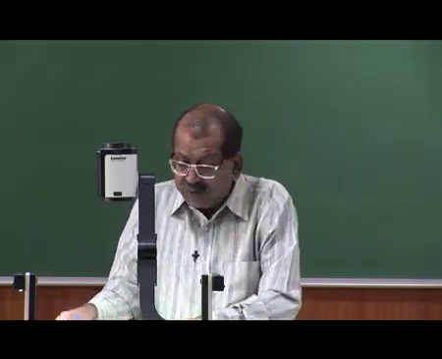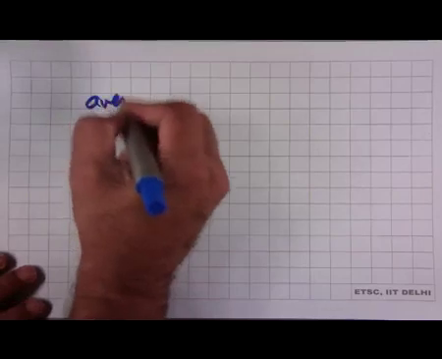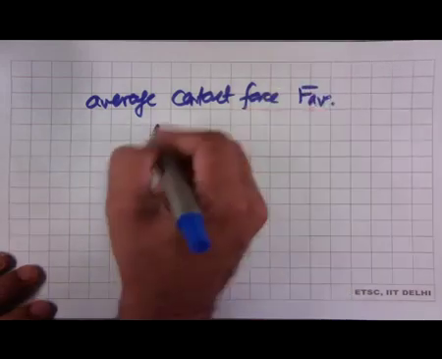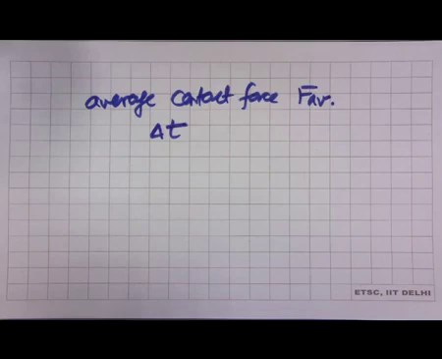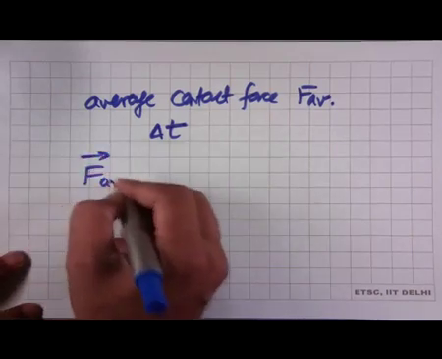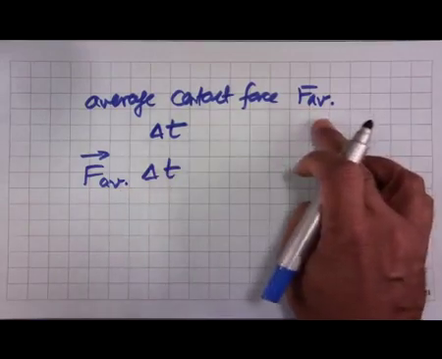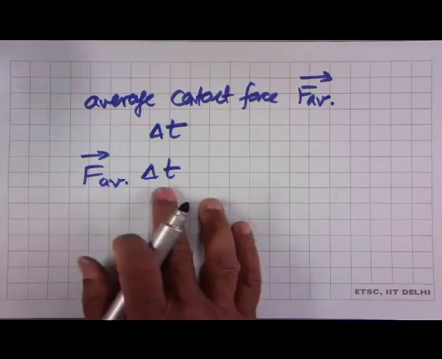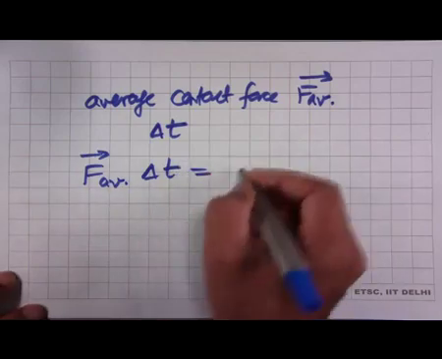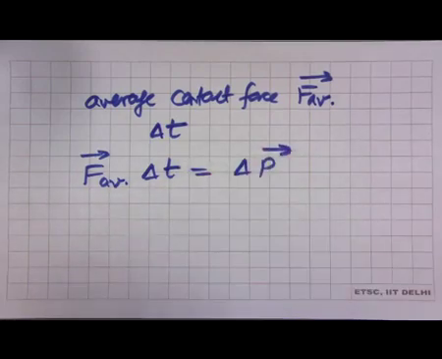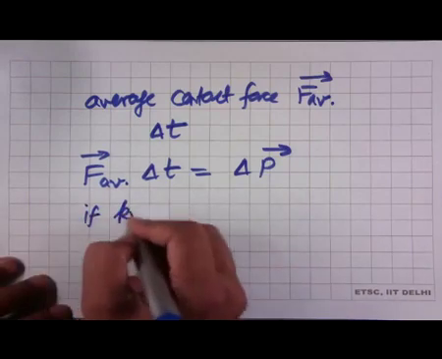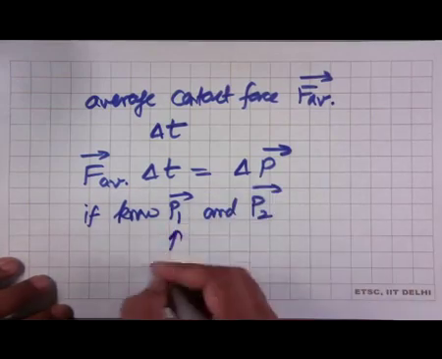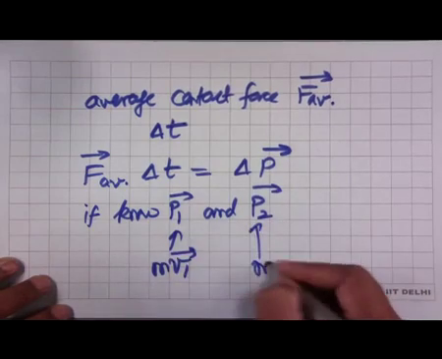Now, sometimes in the problem you are asked to find the average contact force, F average, and if the time of contact is given as delta t, then what we have is F average times delta t. Now, when we talk of F average, that means what we are saying is this average force is acting over the entire period delta t. So, we treat F as a constant, and this must be equal to the change in momentum. So, if we know P1 the initial momentum and the final momentum P2, this P1 just to recall is mv1, this is mv2.